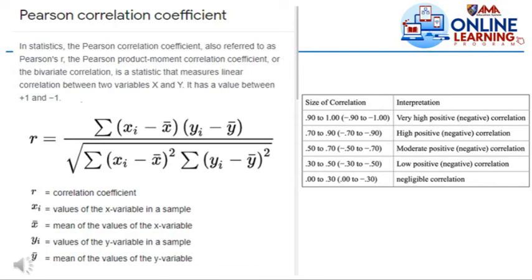0.7 to 0.9 or negative 0.7 to negative 0.9, we have high positive correlation. 0.5 to 0.7 or negative 0.5 to negative 0.7, we have moderate positive or moderate negative correlation. 0.3 to 0.5 or negative 0.3 to negative 0.5, we have low positive correlation. And then 0 to 0.3 or 0 to negative 0.3, we have a negligible correlation.